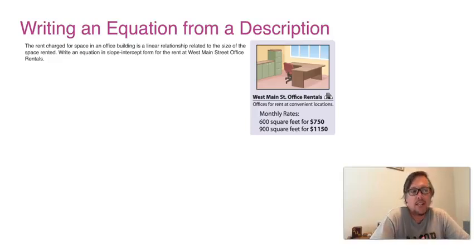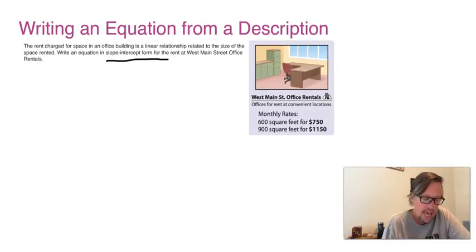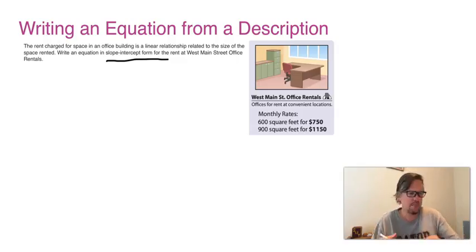So let's try writing a linear equation in slope-intercept form when all we've got is just a verbal description. This problem says the rent charged for space in an office building is a linear relationship related to the size of the space rented. Write an equation in slope-intercept form for the rent at West Main Street office rentals. And then we're given a graphic that explains the relationship between size and rent.